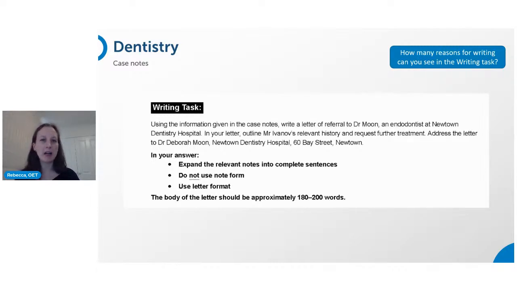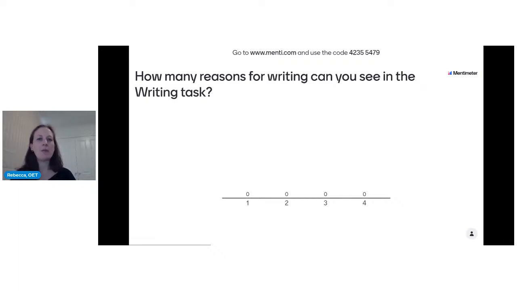How many reasons for writing can you see in the writing task that I've zoomed into on the screen in front of you? Do you think there's 1, 2, or 3 different reasons for writing? Vote into the poll when you're ready, or you can let me know what you think the correct answer is in the chat. So how many reasons for writing can you see in this writing task for dentists? And I'll open up the poll now. How many reasons for writing can you see? 1, 2, 3, or 4 reasons for writing?